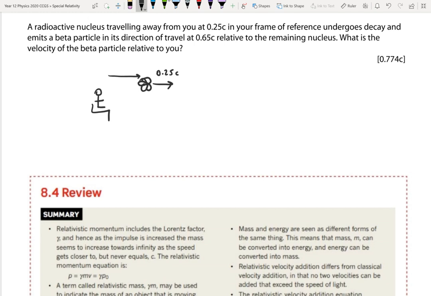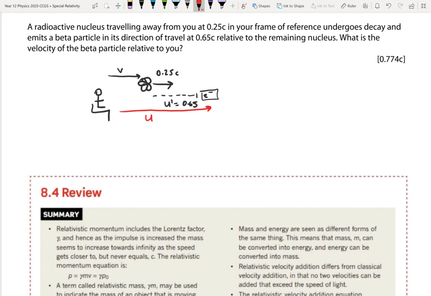Now we're going to see V. It undergoes a beta emission in its direction relative. We get a little spacecraft firing a missile. U prime is 0.65. And we'll just draw him as a wee missile boy. I'm just going to have to do this every time. Yep. As long as it works.